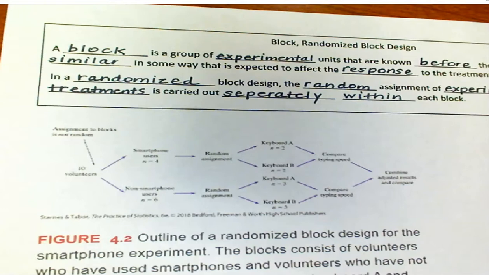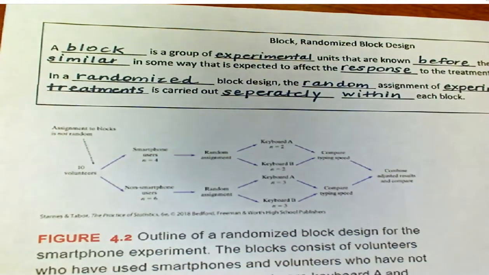So when you make an experiment and you're doing it by blocking, it means that you're separating them by some likeness, okay?